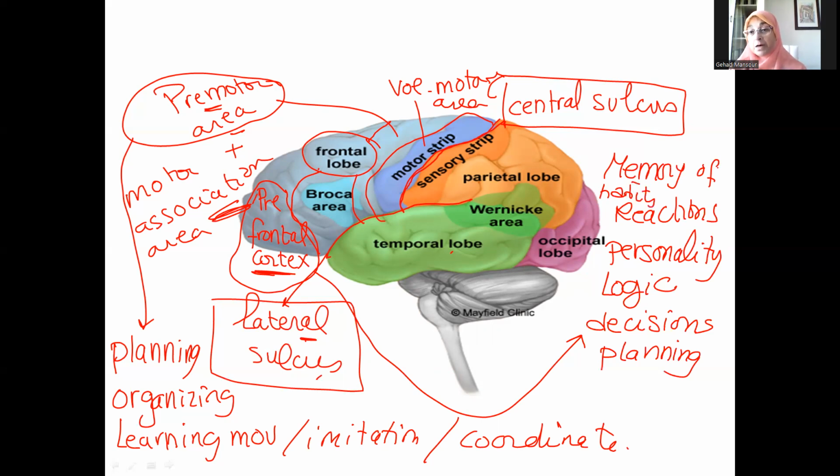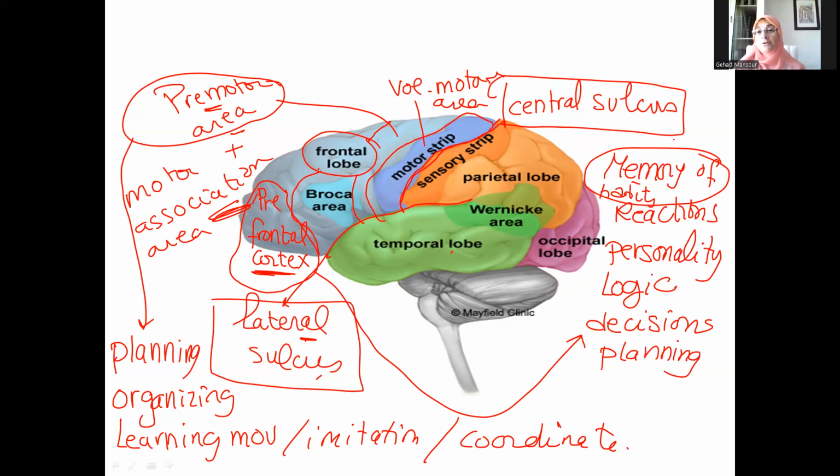Memory is also one of the things whose centers are widespread. I don't know whether we will have enough time to study how memory works in the brain. It's one of the mysterious areas of the brain, but at least we know some information about this. The centers for memory are widespread in the brain.